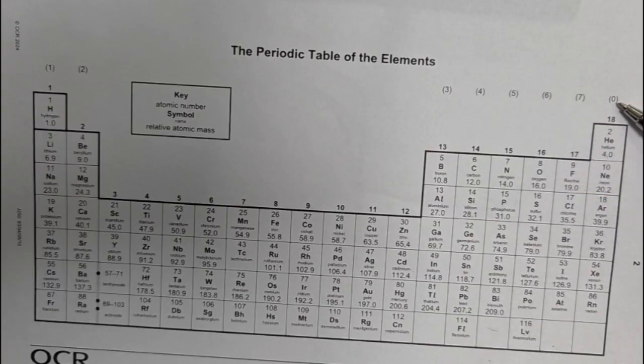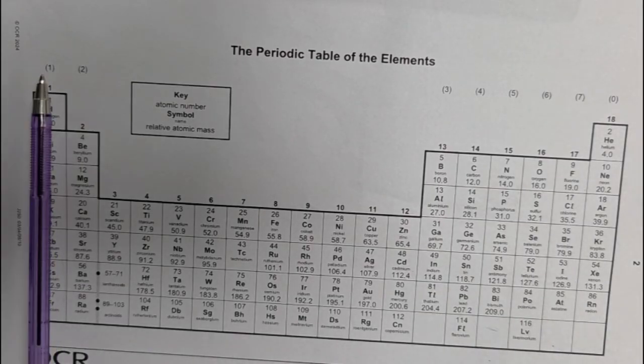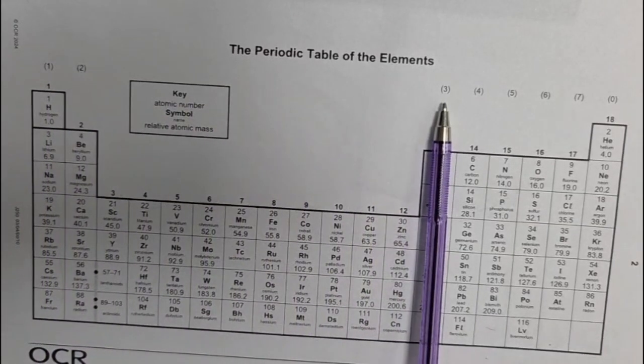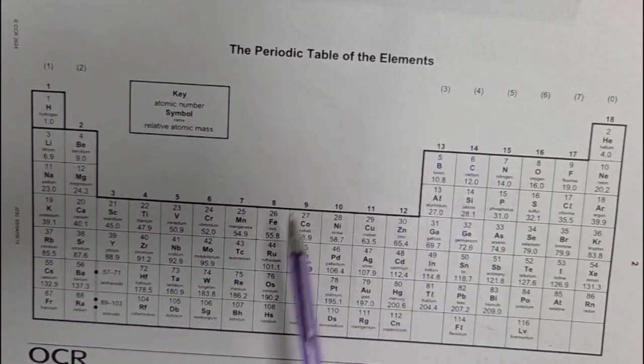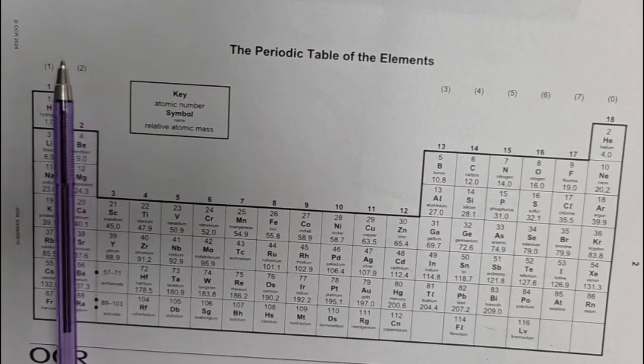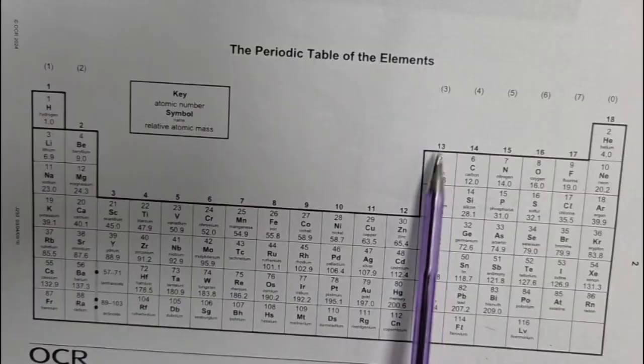We finish with group 0. Group 0 is the last column on the periodic table. Now you don't need to know about why it's called group 0 for now. We'll learn that later. All you need to remember is that groups are columns on the periodic table and the number of the group is given at the top of the periodic table. First group is the first column, second group is the second column, and so on.